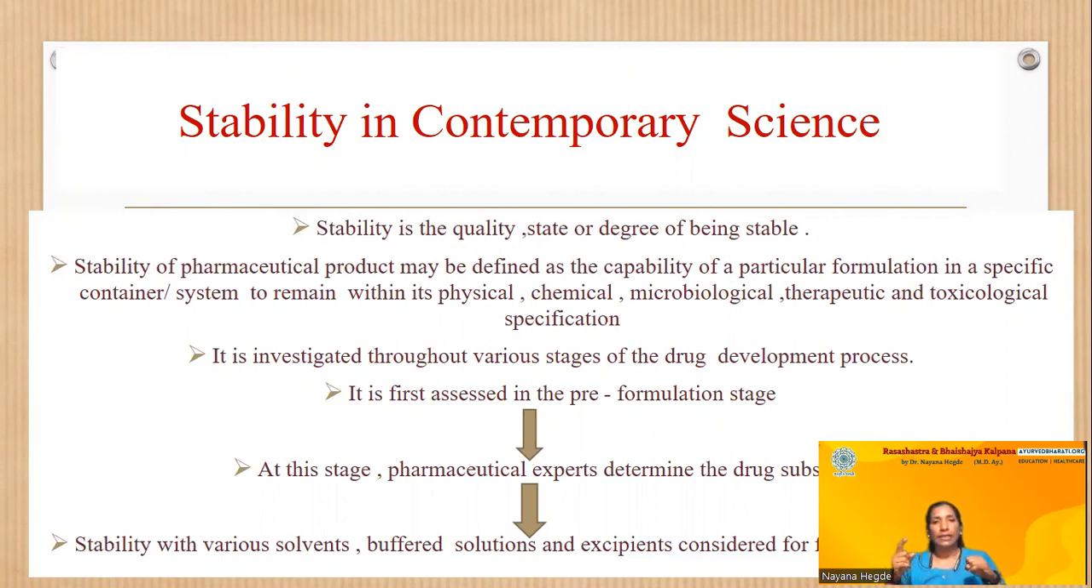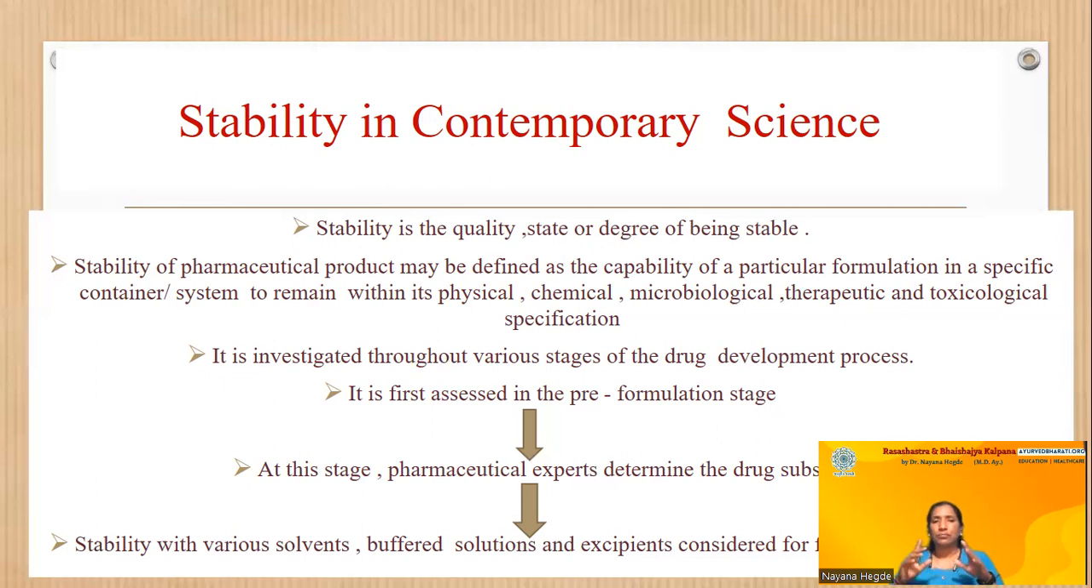Stability is the quality, state or degree of being stable. So here we are going to study the pharmaceutical product stability. The stability of a pharmaceutical product may be defined as the capability of the particular formulation in a specific container or a specific system to remain within its physical, chemical, microbiological, therapeutical and toxicological specification.